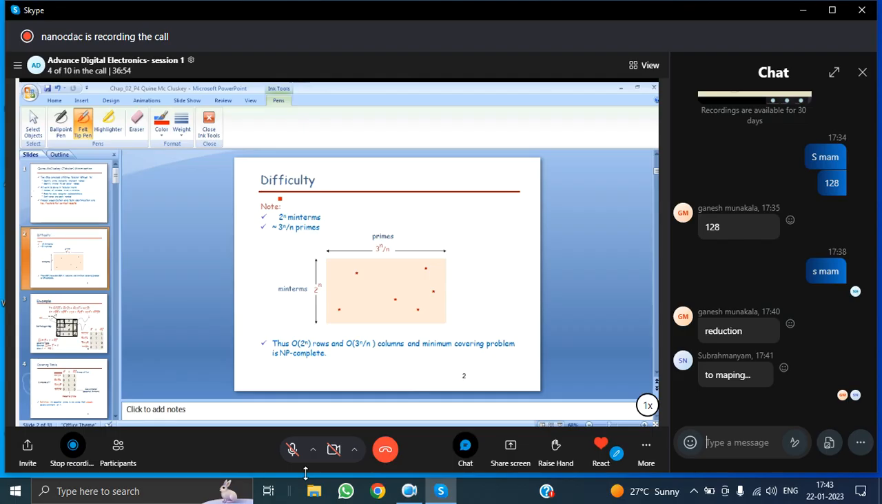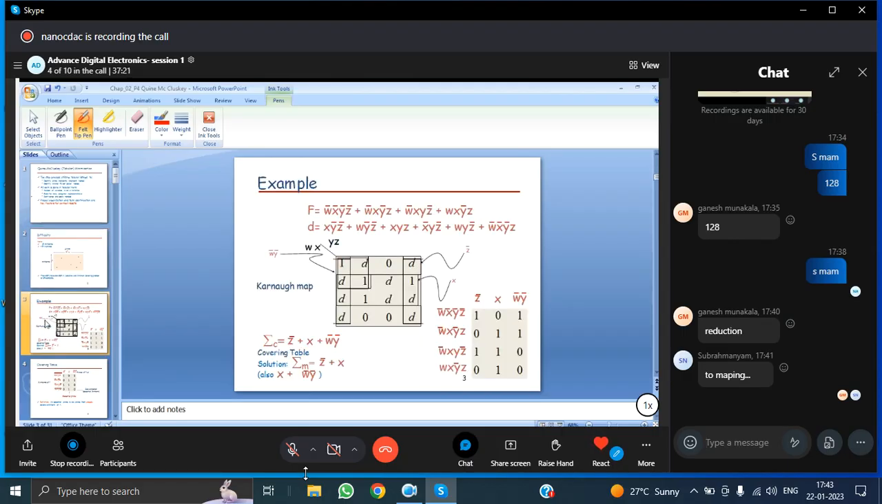Note, there is a difficulty. With 2 to the power n minterms, 3 to the power n by n prime implicants will be there. So there will be 2 to the power n rows and 3 to the power n by n columns, and the minimum covering problem will be an incomplete one.